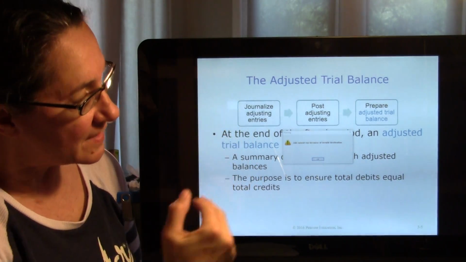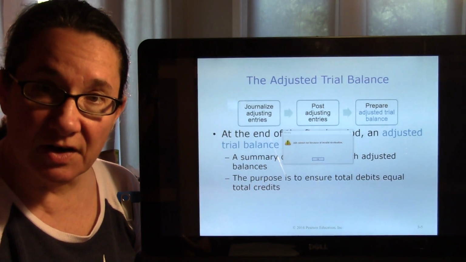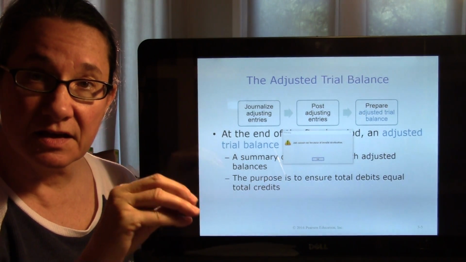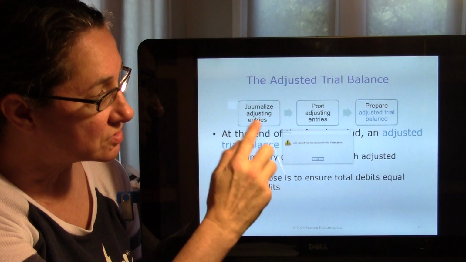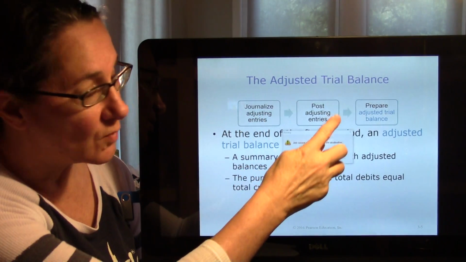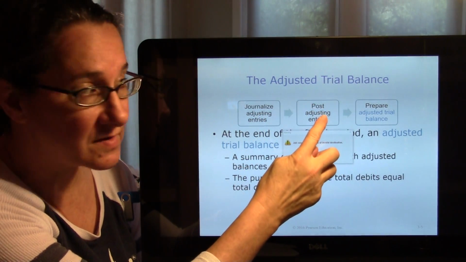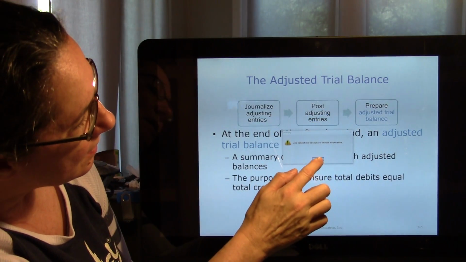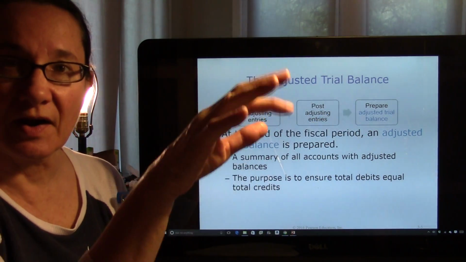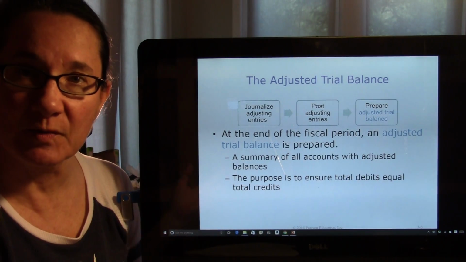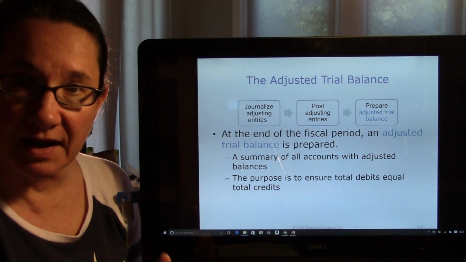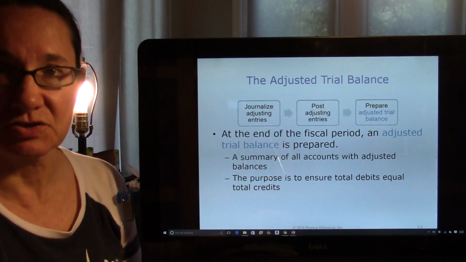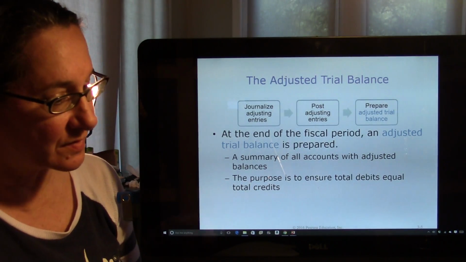So the thing about adjusting entries is they're just another kind of transaction, so they need to get in the ledgers, right? So we have to journalize the adjusting entries, we have to post the adjusting entries, and then once we've posted them, we go ahead and prepare an adjusted trial balance, just like when we did our trial balance at the end of the month before. All right, so that's all this is. It's just to make sure we're still in balance.